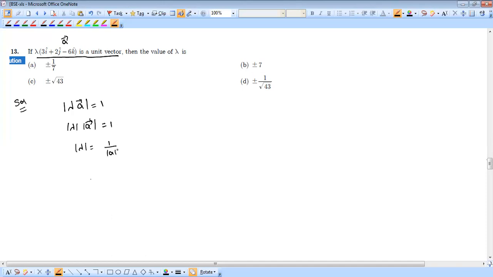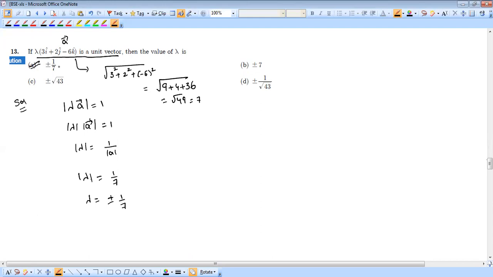See, modulus a you say is the magnitude of the vector. So the magnitude, if you find it, is square root of 3 square, 2 square, and minus 6 whole square, which is nothing but 9, 4, 36. So root 49, which is 7. So modulus lambda is equal to 1 by 7. When you remove the modulus, lambda is equal to plus or minus 1 by 7. So the option is A.